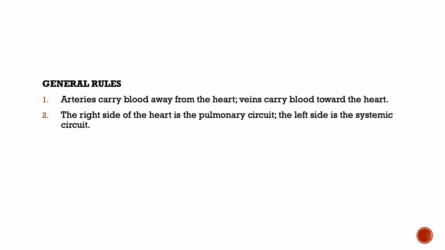Before we talk about how blood flows within the heart, let us first consider these general rules. First, as a general rule, arteries carry blood away from the heart, while veins carry blood toward the heart. Second, the right side of the heart is the pulmonary circuit, while the left side is the systemic circuit. You will know the difference of these in the succeeding slides.